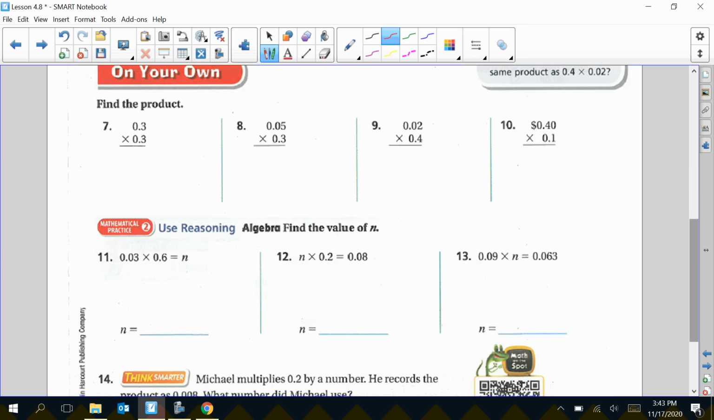You're going to solve 7, 8, 9, and 10 on your own. Be careful with number 10 because it's money. So remember, when you circle your final answer, make sure that you only have 2 places behind the decimal. Go ahead and hit pause on the screen here, and then when you're ready to move on, go ahead and hit play again to reveal the answers.